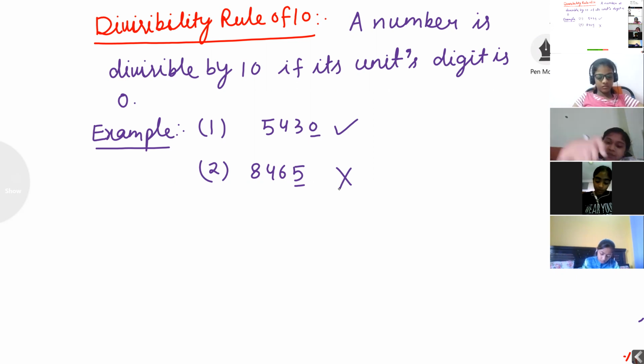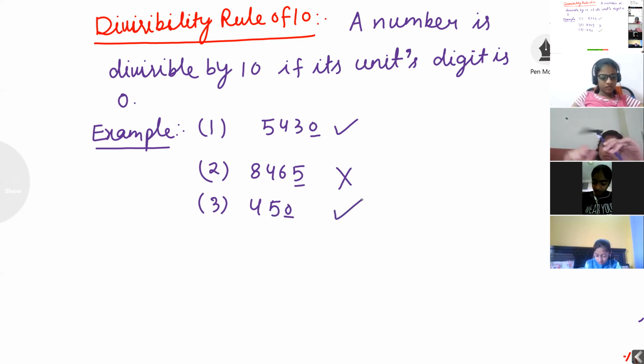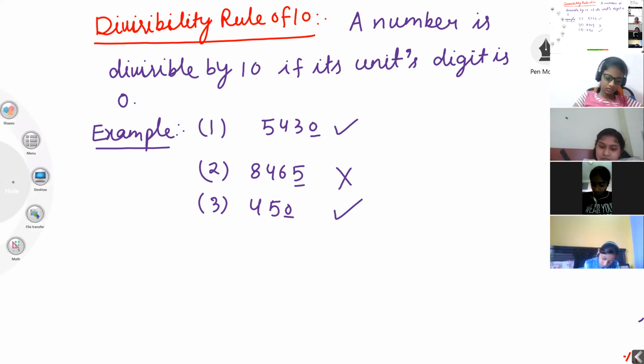If the once place digit is only 0, then I can say the given number is divisible by 10. Third example, 450. The once place digit is 0, divisible by 10. Next, keep heading, divisibility rule of 11. Very interesting concept and very easy.